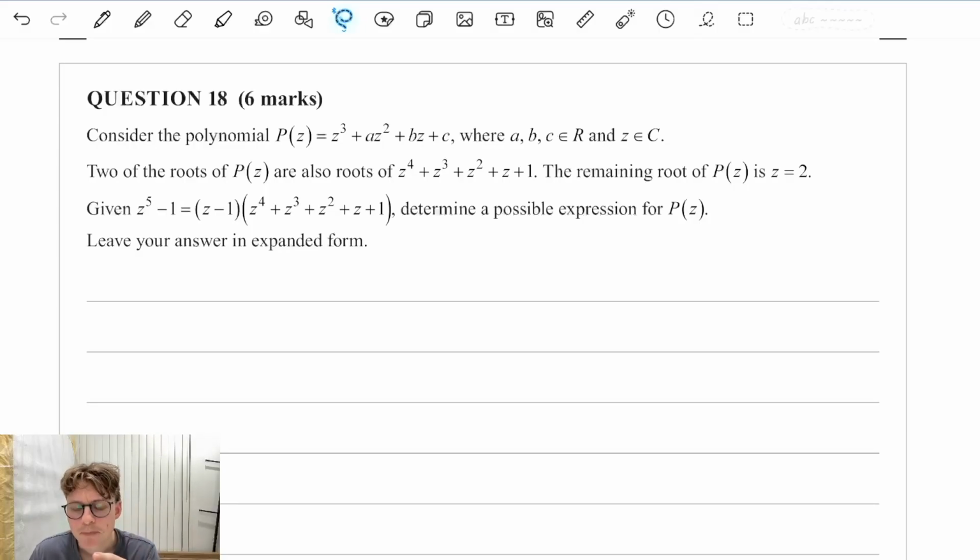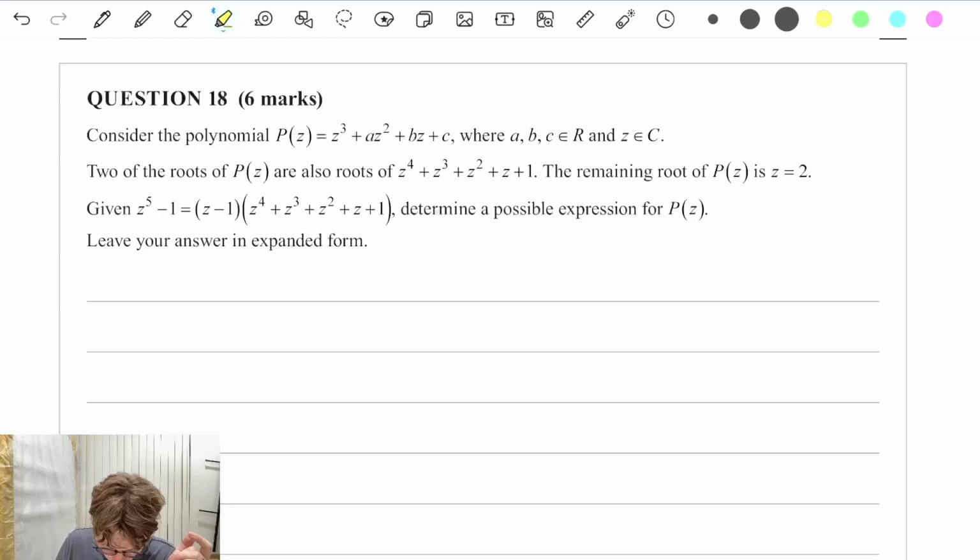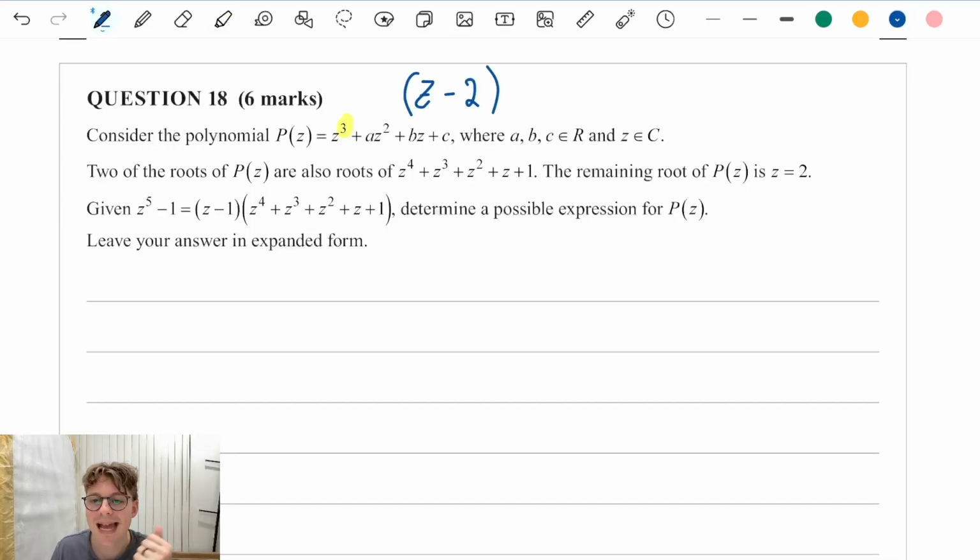Okay, so I've got 3 roots, because it's power of 3. One of the 3 roots is z equals 2, so we could write that as z minus 2, if we put that in brackets. And the other 2 roots I need to form my cubic come from this particular quartic here. So 2 of the roots of the quartic, I guess that means I can have 2 different pairs of solutions. It says determine a possible expression, meaning there must be 2 answers accepted here, right? Because I'm going to get 4 roots for my quartic.